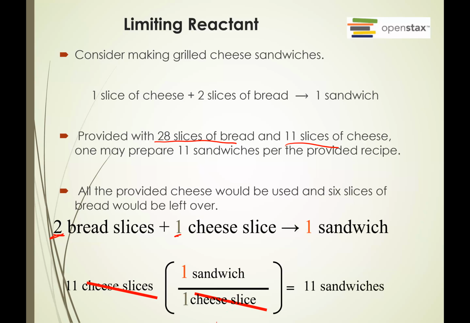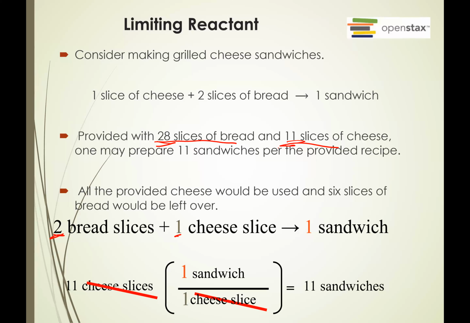That's what you just did in your head. You looked at it and thought, I have 28 slices of bread and 11 slices of cheese, so I can only make 11 sandwiches. I have extra bread. Cheese is what's limiting the number of sandwiches I can make. Cheese is my limiting reactant. Every time you cook, it's kind of the same thing. We're just going to do it with chemistry. If we're given more than 1 reactant, we have to figure out which one gets used up first. Now, if we used all of our bread, how many sandwiches could we have made?